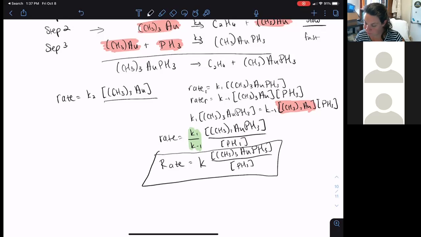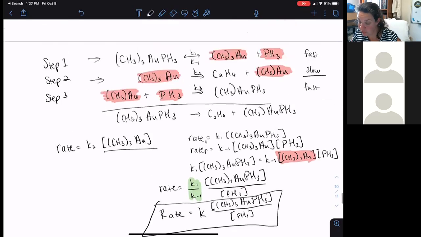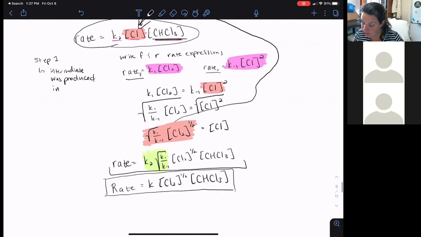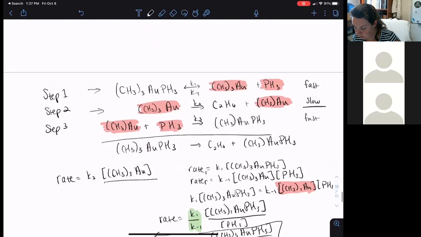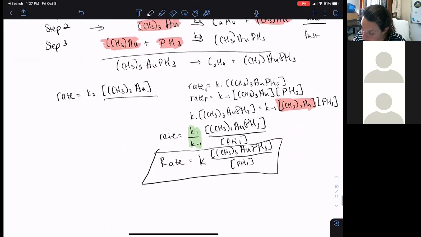Do you not have to take the square root or whatever like we did for the last one? No, the only reason we had to take the square root for the last one is because this part was squared right here. So it's only just so we can get that isolated by itself. But since this is already just one, we're fine.